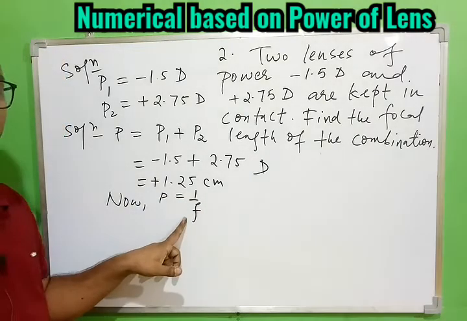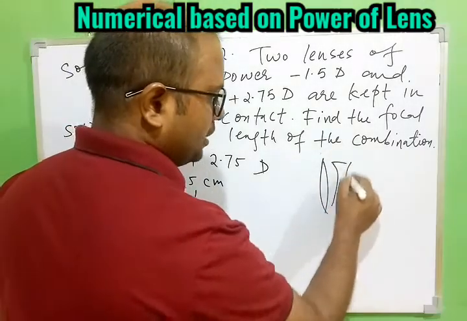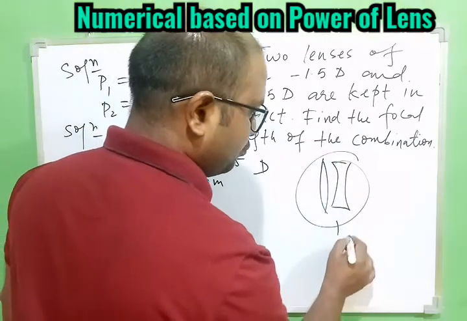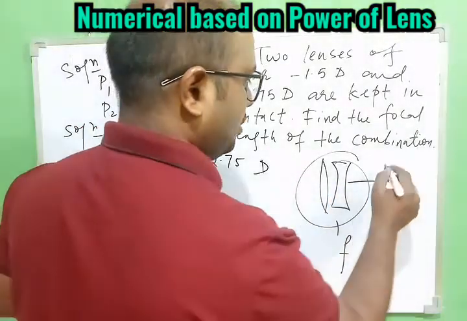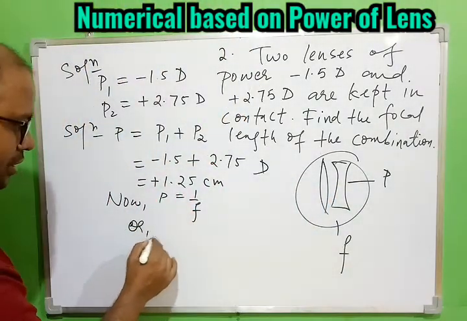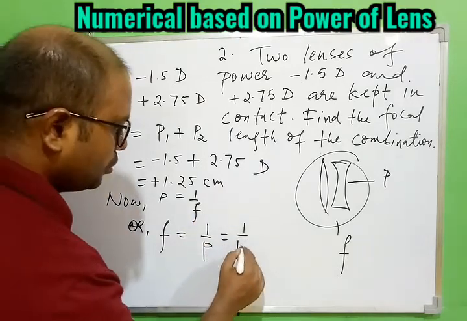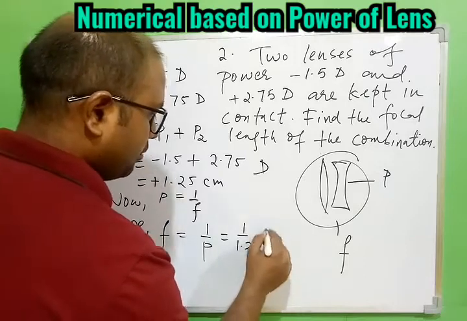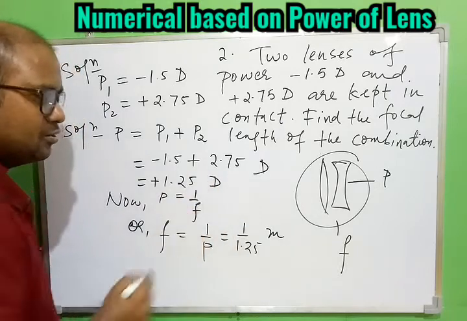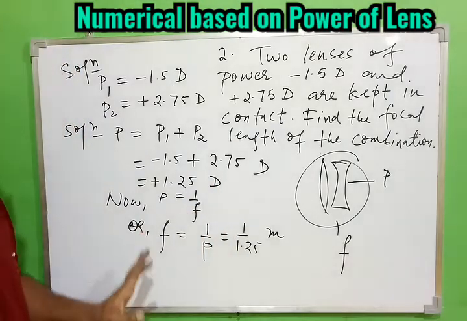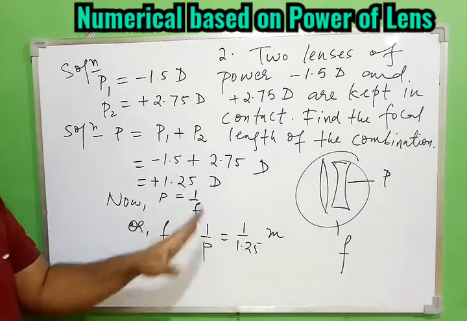If F is the focal length of the combined lens, that is, after combination the lenses together will have some focal length F, and P is the total power. So from here we can find the focal length, that is 1 by P, 1 by 1.25. Again, sorry, I made a mistake here. This is in diopter. Very sorry. So overall the focal length will come in meter. Always be alert, mistakes can happen.